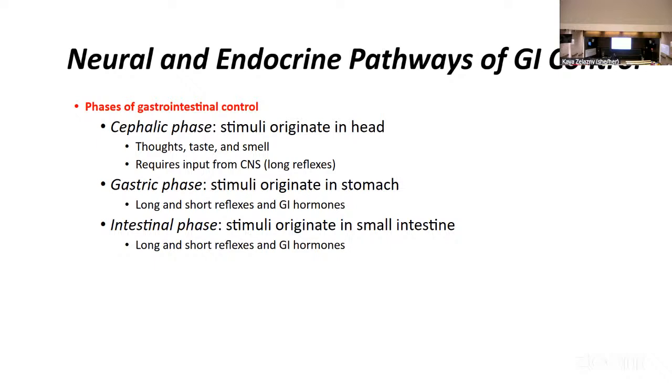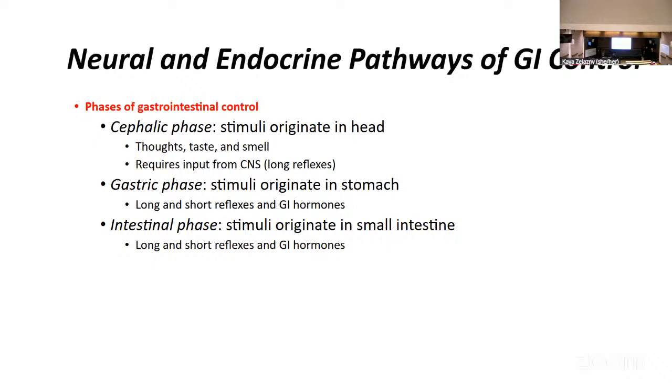So each of these is going to be responsible in part for doing some hormonal regulation that's going to result in the release of these different enzymes from the different glands that we've been talking about. So cephalic phase control is going to be including thoughts that you might have about food if you're daydreaming about some French fries, tasting food, your mouth is in your head, so this is still cephalic phase. Smelling food, these are all signals that are going to be originating from your brain and your central nervous system. And so we're going to need a longer pathway to get out to the rest of your body.